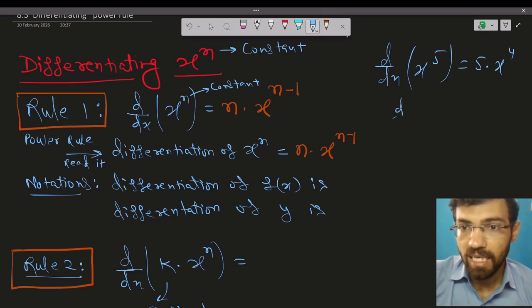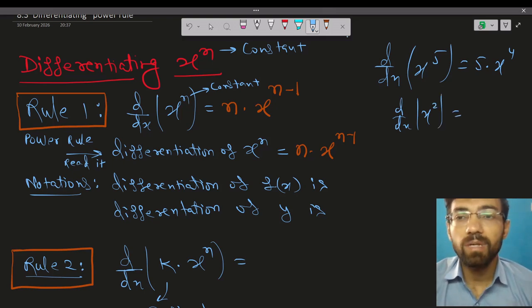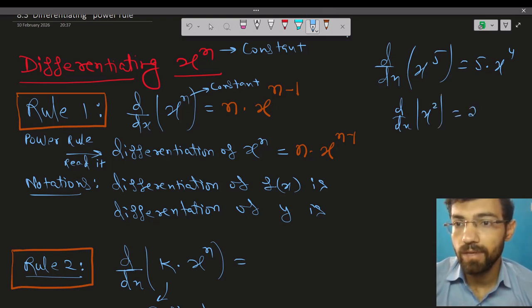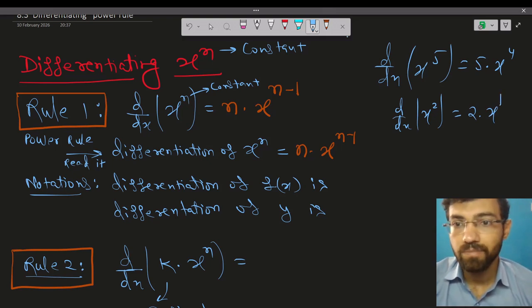One more, please. d upon dx of x cube, x square. Let us do x square. So x raised to n is n into x raised to n minus 1. This power jumps off, and the power will decrease by 1. So 2 minus 1, this is 1. And it is 2x only.